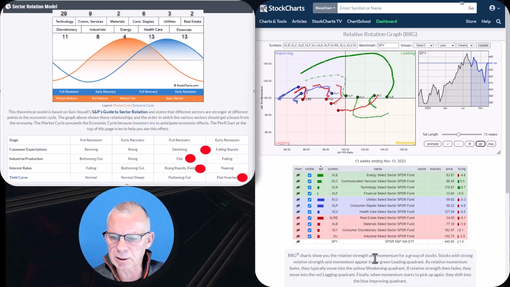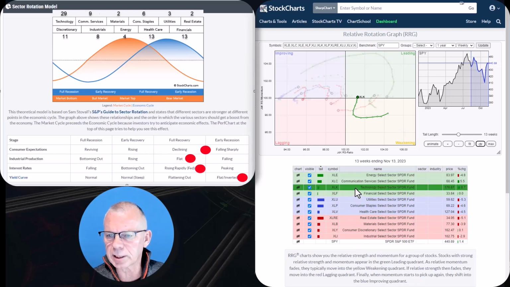So let's start with technology. If you look at technology, I think that's clearly a positive rotation. We're coming out of weakening, moving back into leading, and we know that that is usually the start of a new up leg in an already existing rising relative trend. So that is a positive.